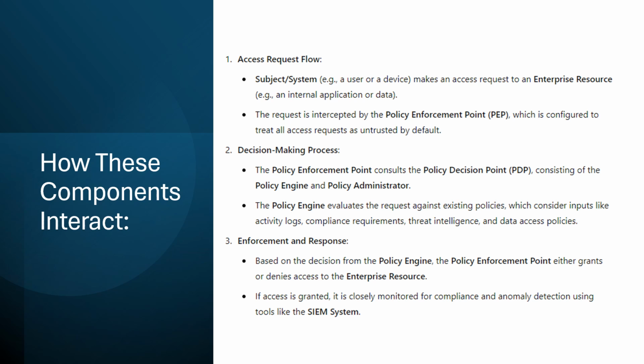internal application or data. The request is intercepted by the policy enforcement point, PEP, which is configured to treat all access requests as untrusted by default. Imagine a user working from home, working remotely, accessing a company over the internet. Traditionally, we would need a VPN. The user would connect to a VPN and then go through all these things. But again, in Zero Trust, you don't need to have a VPN if you have all these components in place.